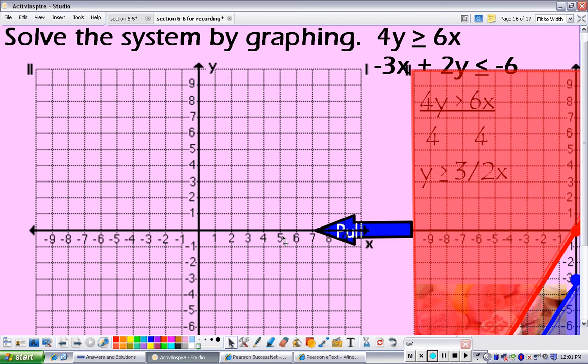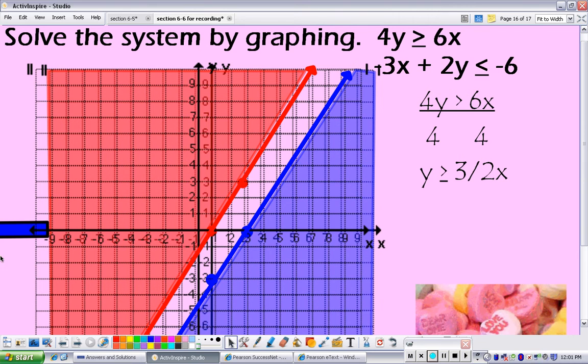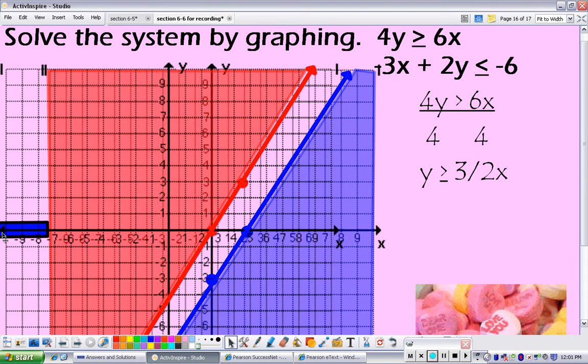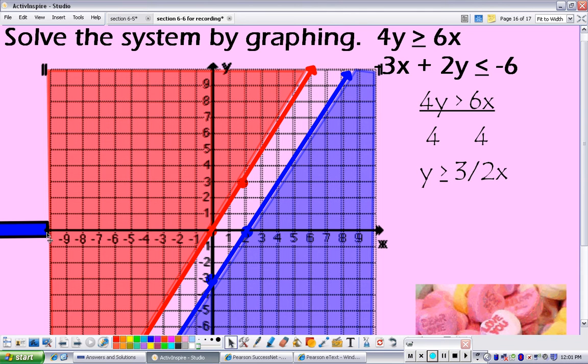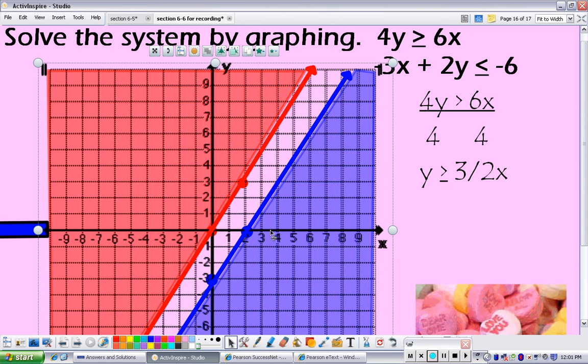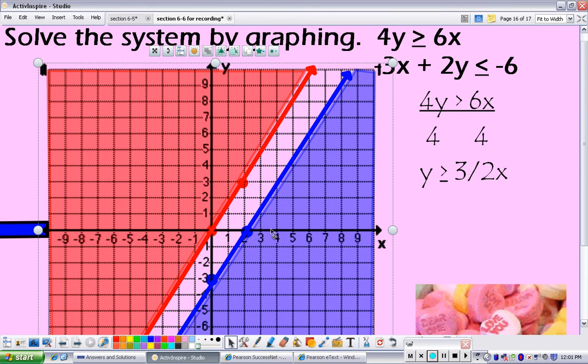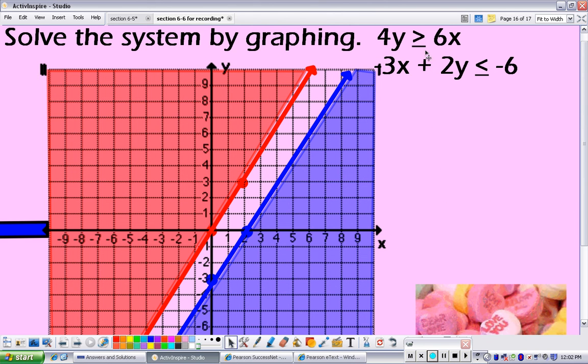So when we go to graph this one, we end up getting a 0 for the y-intercept, up 3 and over 2, shading above for greater than.